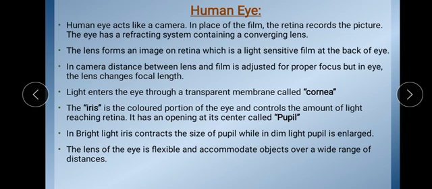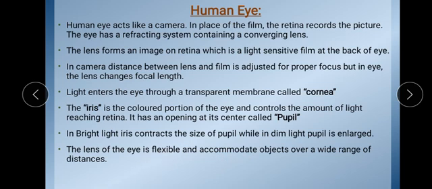When light is more than the requirement, it will contract to smaller size, and when light is less than the required amount, it will increase its size to let the light enter through the pupil. In bright light, iris contracts the size of pupil, while in dim light, pupil is enlarged. Then eye has a convex lens, the converging lens. The lens of eye is flexible and accommodates objects over a wide range of distances.